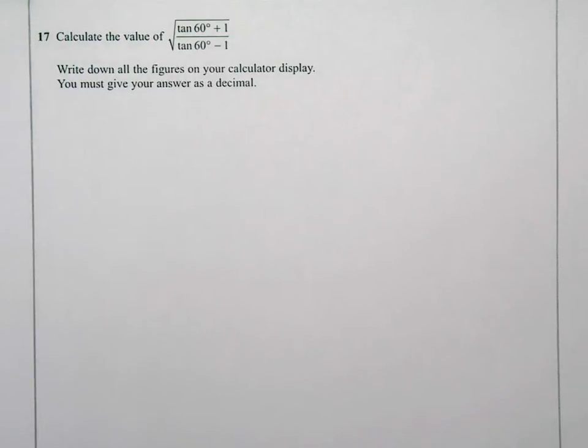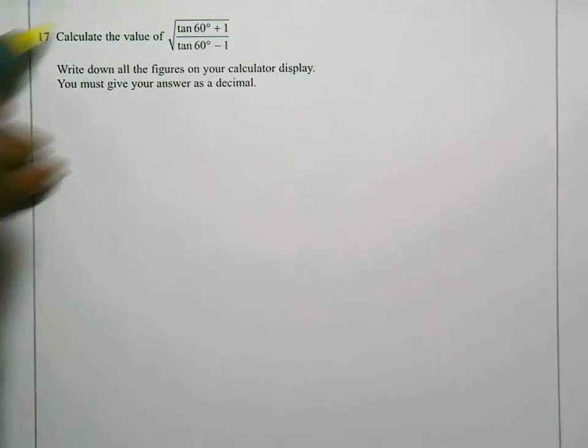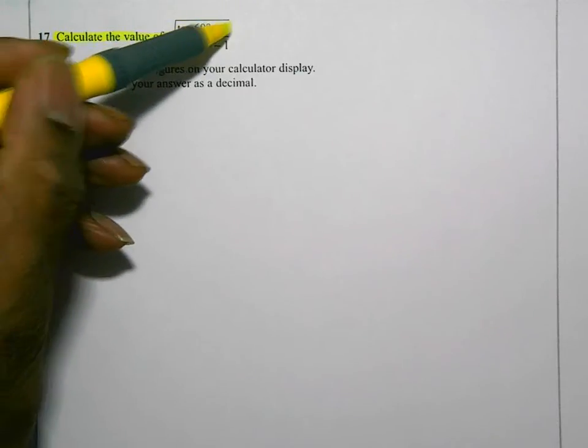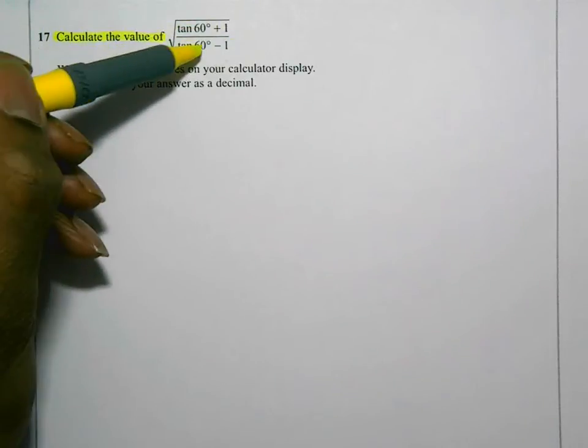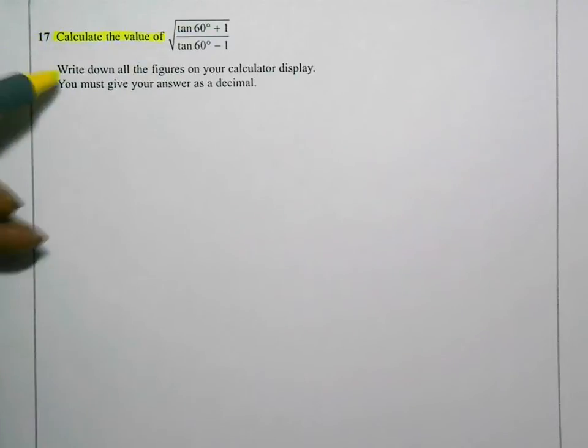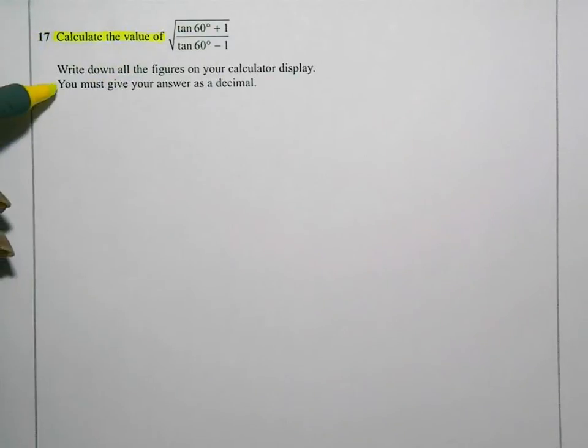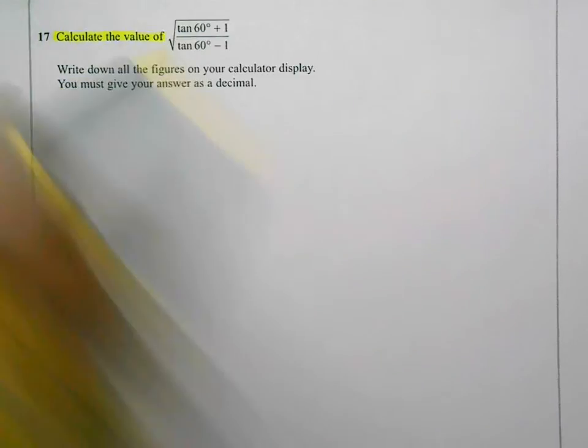Okay, here's question 17 on the higher calculator paper. This question simply says, calculate the value of the square root of (tan 60 + 1) all over (tan 60 - 1). The question says, write down all the figures on your calculator display. You must give your answer as a decimal.